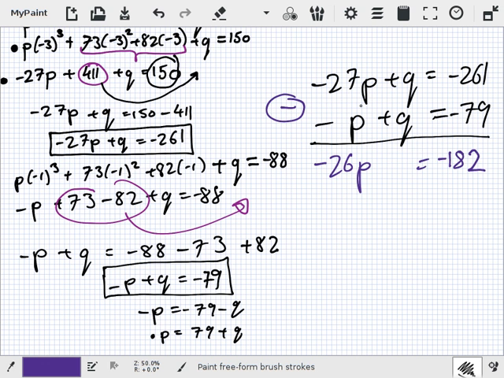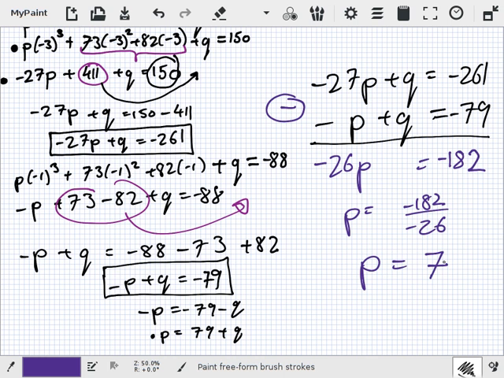Now you divide, yeah. So you bring the 26 over. So you get P equals minus 182 over minus 26. What's that? 7, is it? I'm going to go with 7. Let's see if I'm right. Yeah, 7. Okay.